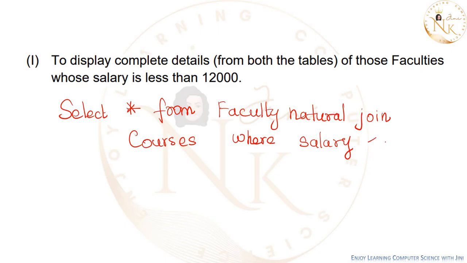Salary less than 12,000. Okay. So what is natural join? Natural join will combine the tables based on the columns with the same name. We have two columns with the same name, right? So it will combine the tables with the same name and same data type automatically, without specifying the join condition explicitly.